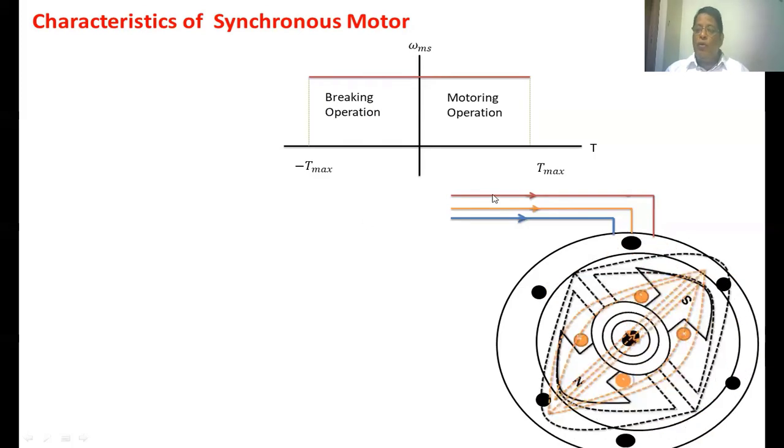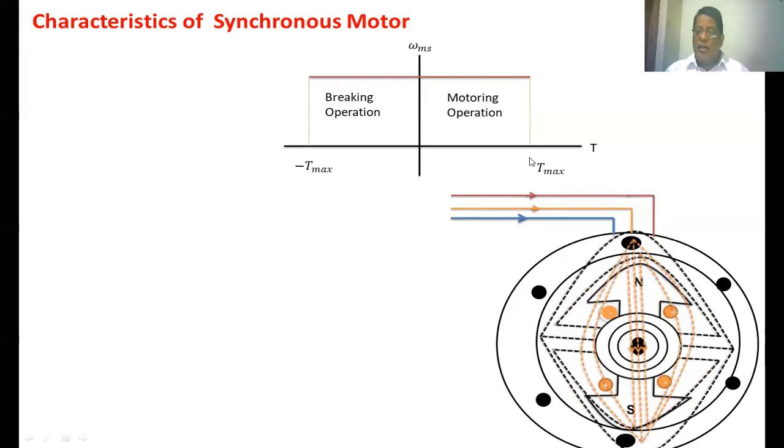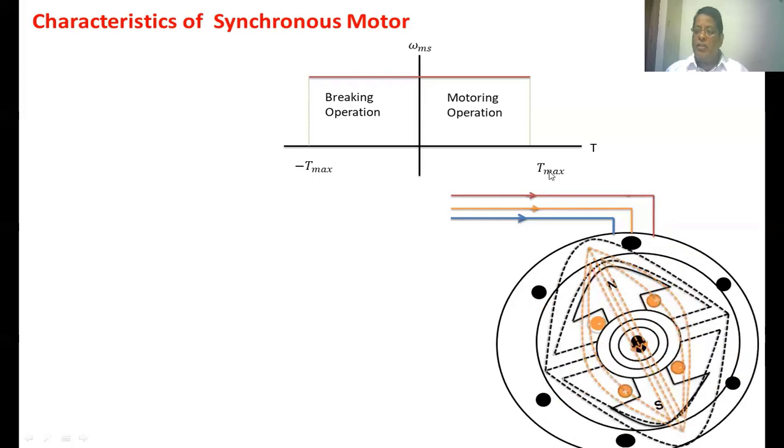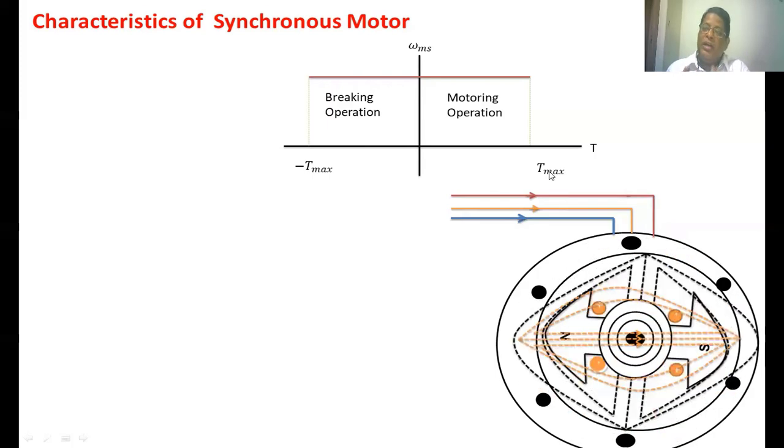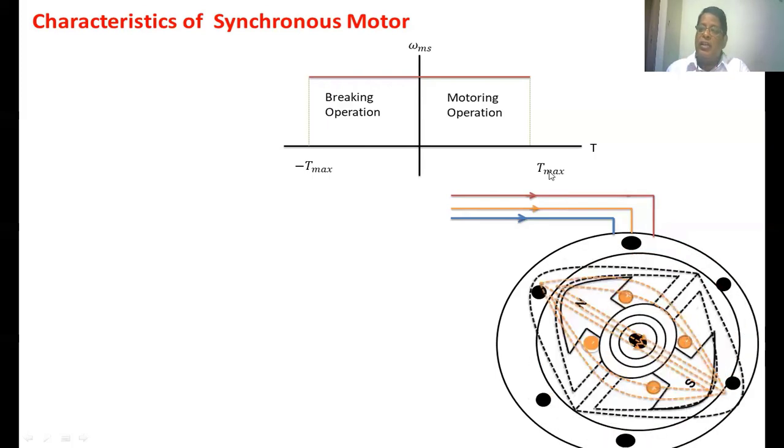Suppose you apply a load on a synchronous motor such that it is more than the maximum torque developed in the motor, then there is a loss of synchronism between the stator flux and the rotor flux.